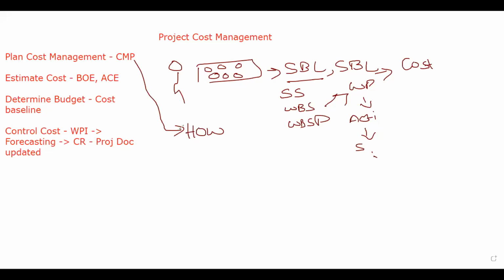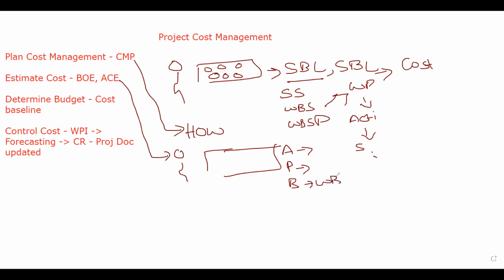Once this how is defined, the cost manager or planning manager will sit with their team and do the estimations. For estimations, we have analogous, which is from past records; parametric, which is mathematical; bottom-up, which is very detailed, where we need the WBS. And if we have uncertainty, we use three-point estimation. We also use reserve analysis to have our risk-based estimations.